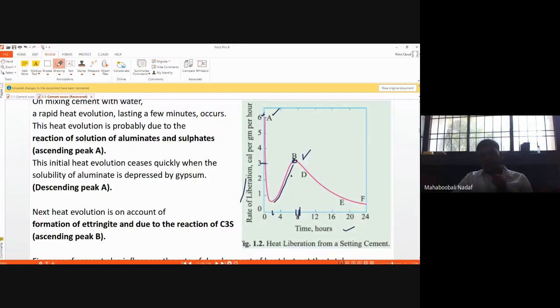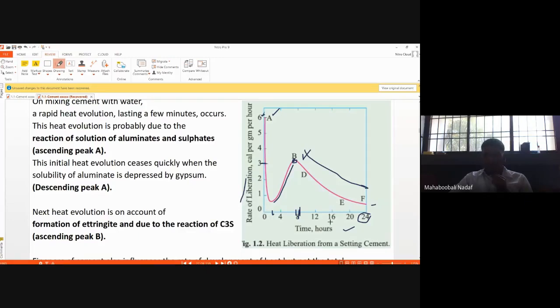Once that chemical reaction is completed, once those chemicals have reacted completely, the heat again drops down slowly. So at the 24th hour, after 1 day, when you reach point F, almost all chemical reaction has completed. So there will be less heat. Is this graph clear for everyone?